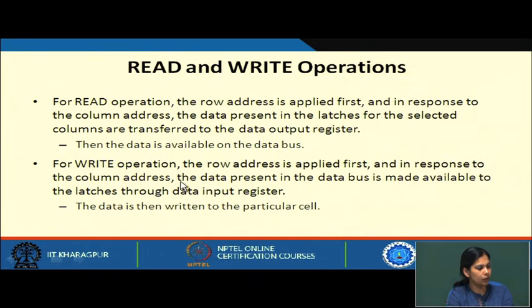Similarly, for a write operation, the row address is applied first, and in response to the column address, the data present in the data bus is made available to the latches through the data input register, and then finally the data is written to the particular cell. So, for reading and for writing, the required cell needs to be selected. After the cell gets selected, the particular data will be read through this data output register or will be written through this data input register.